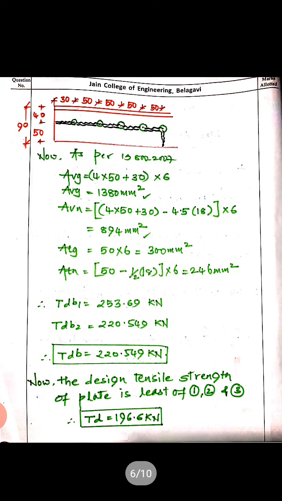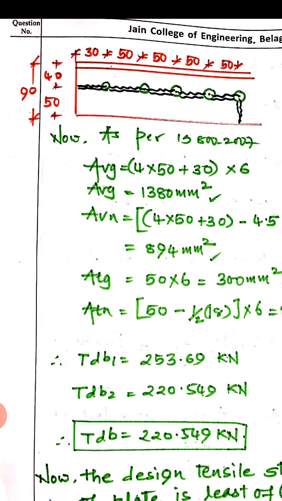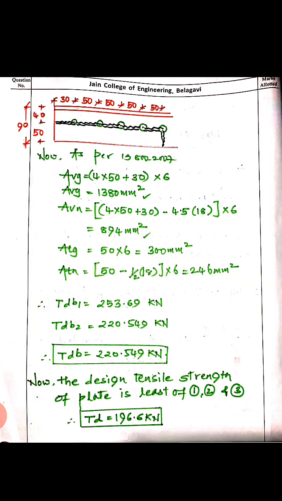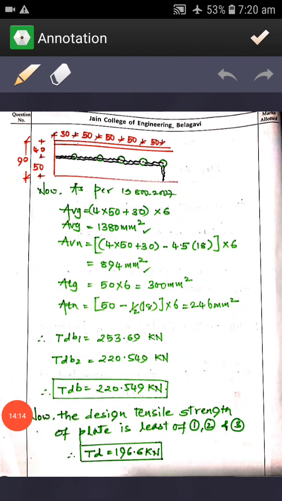Now we have the section like this. The angle is connected by 5 bolts with a pitch distance of 50 and an edge distance of 30, and we have this distance as 90. As per IS 800:2007, for angle sections they have given a separate diagram. So AVG is along the bolt line parallel to the direction of force. So this is our force.